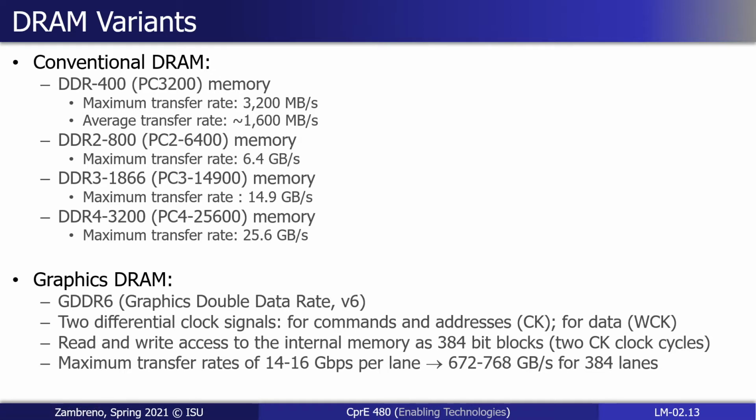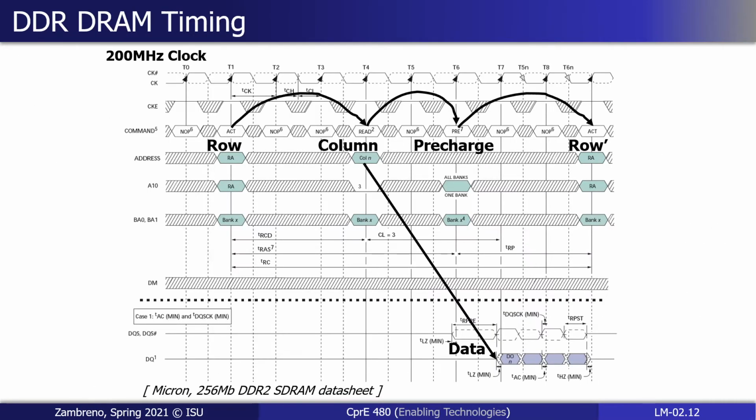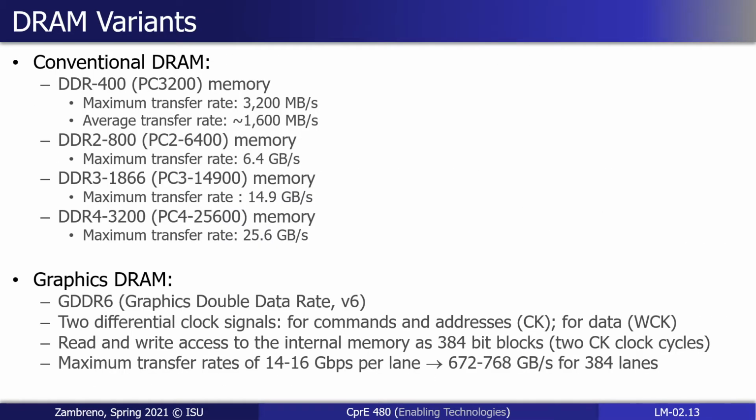So we started with thinking about our 1280 by 1024 frame buffer, and we would need 360 megabytes per second to be able to access it. And the reality is today, of course, we can do that, right? We've been able to do that for years and years and years.